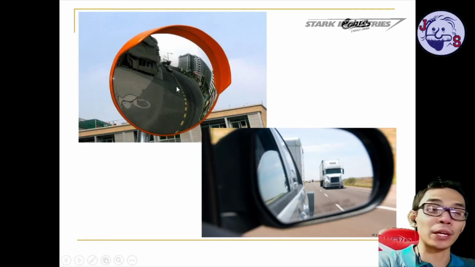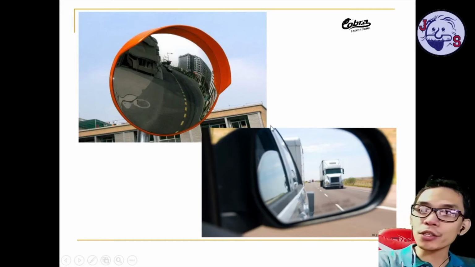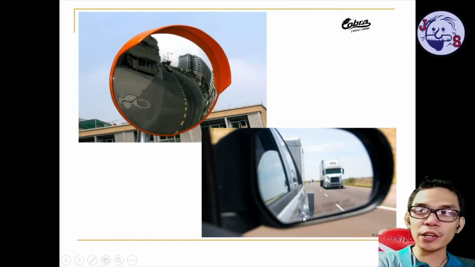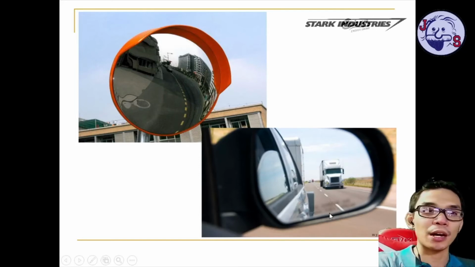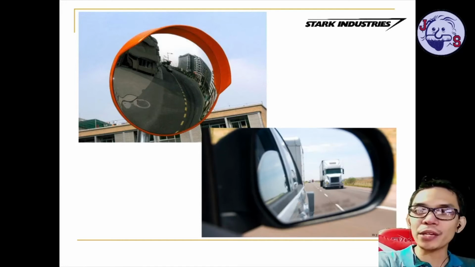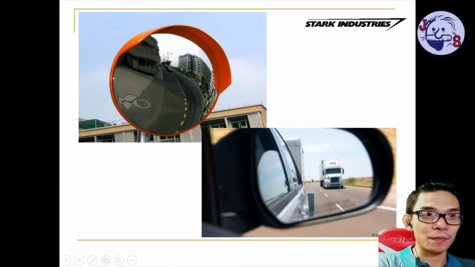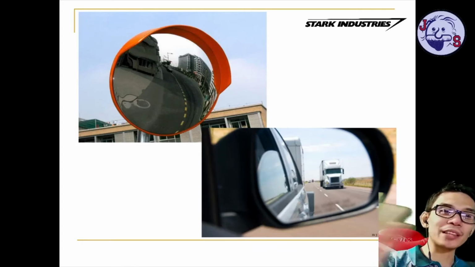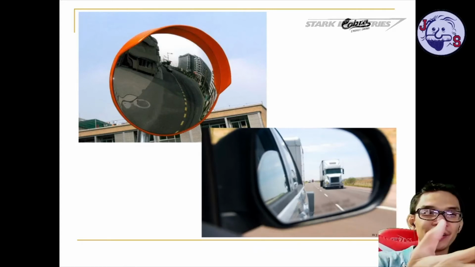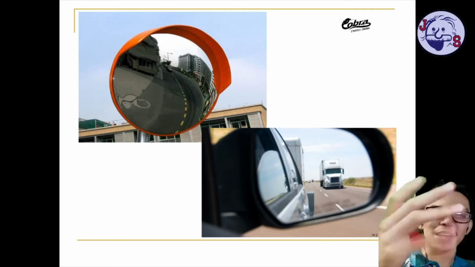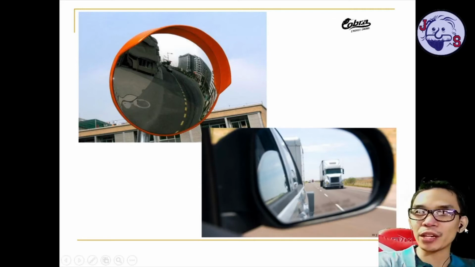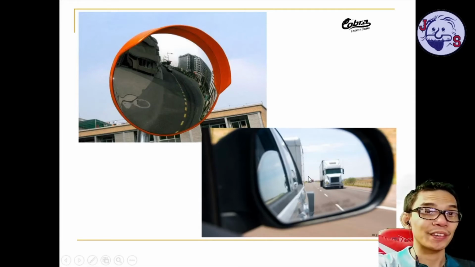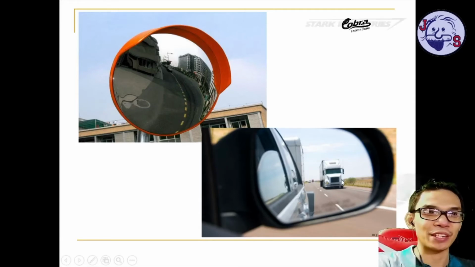So, this is a type of convex mirror. Also, the side mirror of cars is a convex mirror. As you can see, there is a statement that says the object seems near. Which means that in reality, the object is far, but on the mirror, it looks near. So that is a convex mirror that we have right here, the side mirror.